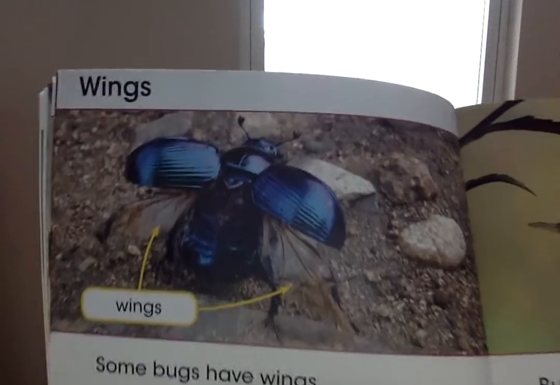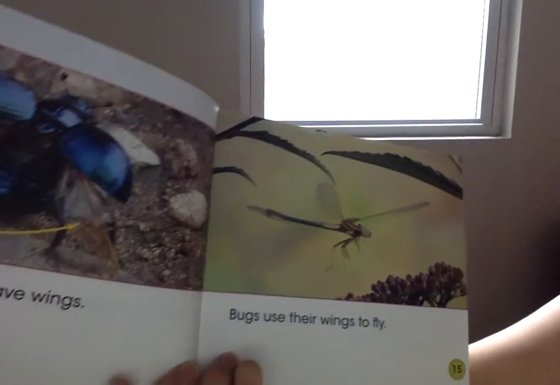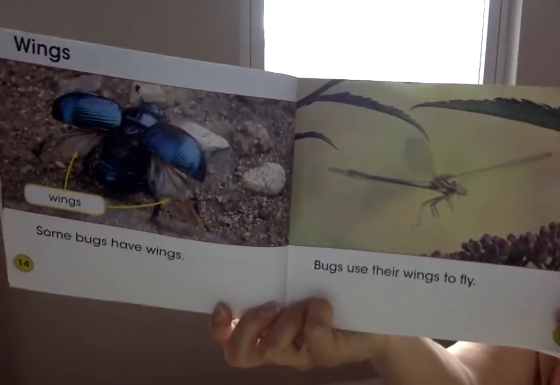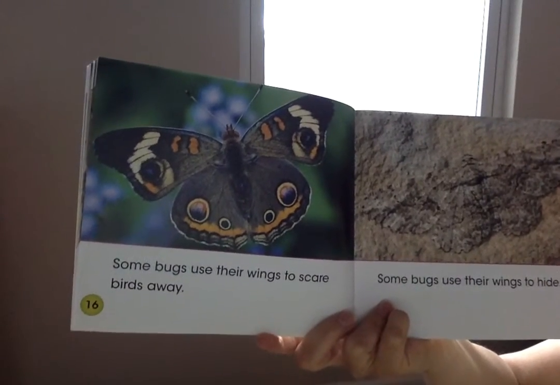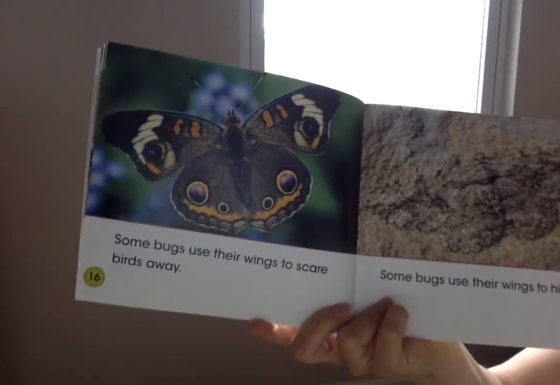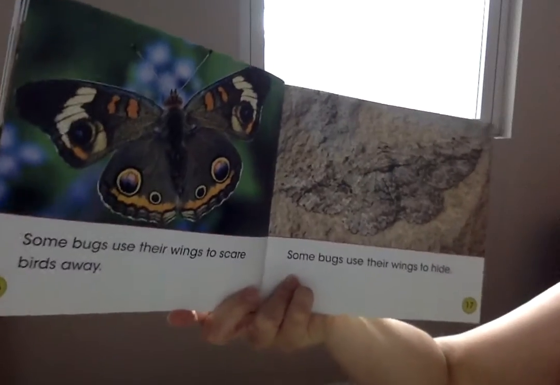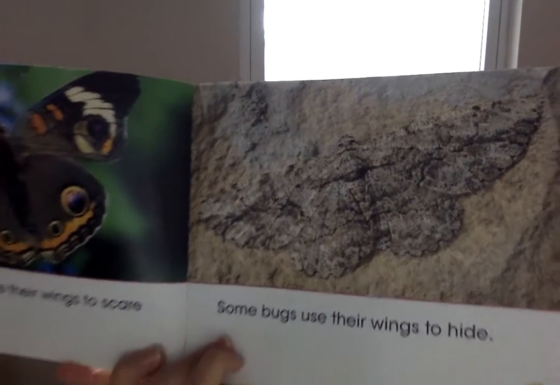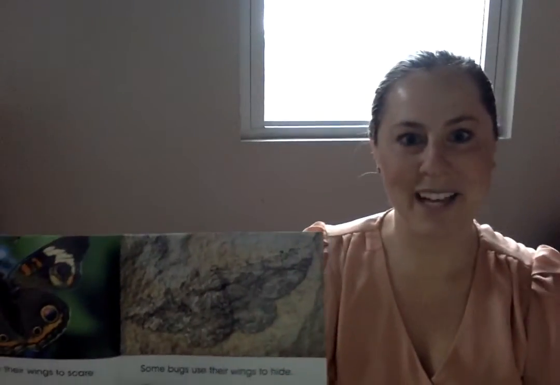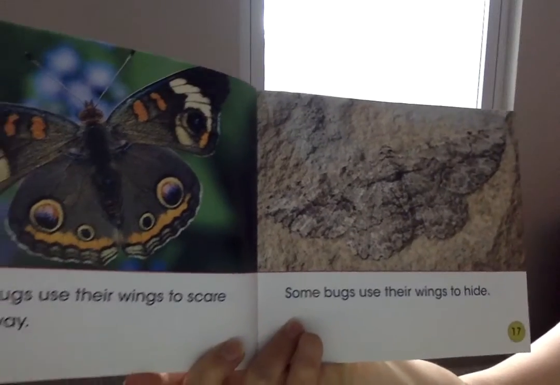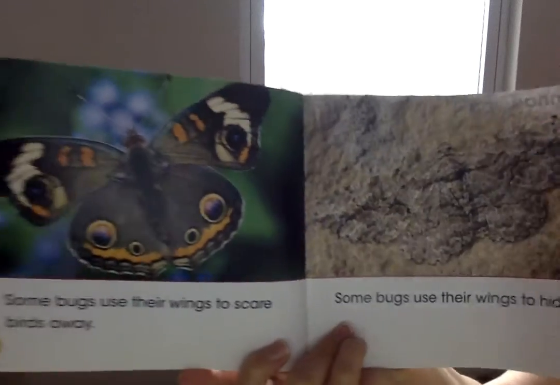Some bugs have wings. Remember we learned some of them have hard wings and soft wings? And bugs use their wings to fly, like this dragonfly. Some bugs use their wings to scare birds away. Birds or other animals eat insects and bugs, so sometimes they have to hide by blending in with the trees or blending in with their environment. Do you remember what that word is called? Camouflage. Good job.